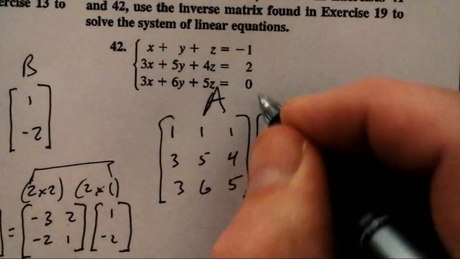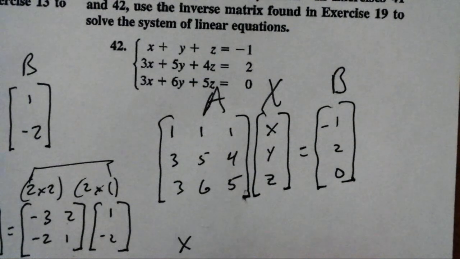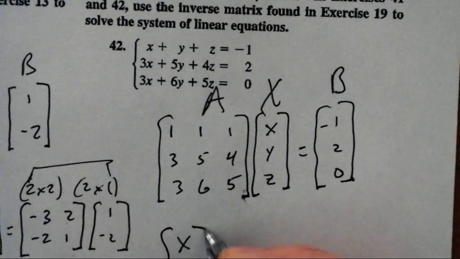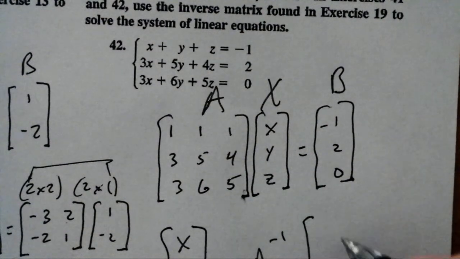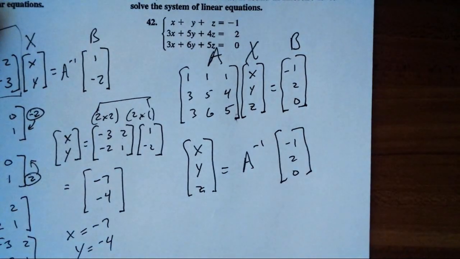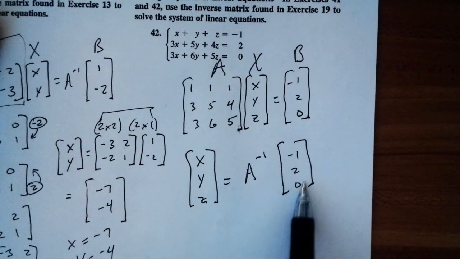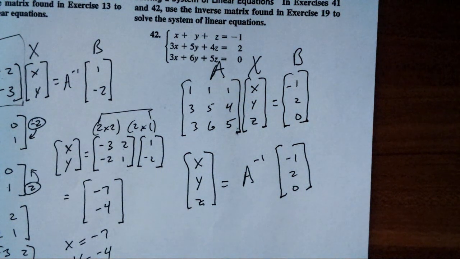Okay, if this is A, this is big X, and this is B, I should know that x, y, z equals A inverse times -1, 2, 0. Oops, sorry about that. Zoom out here. If I take A inverse on both sides, I get that. Here's the beauty of this. I don't even need to know what A inverse is. I've got A. My calculator can find A inverse behind the scenes.